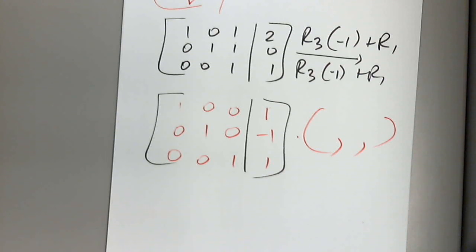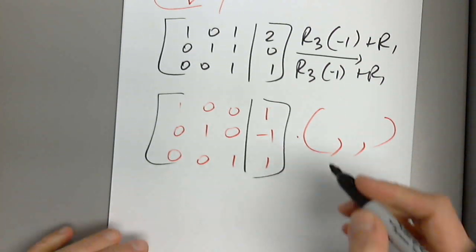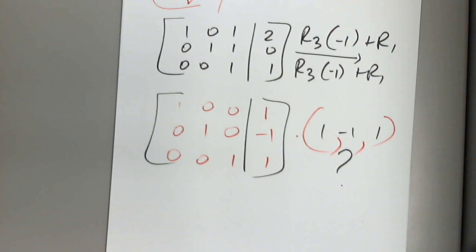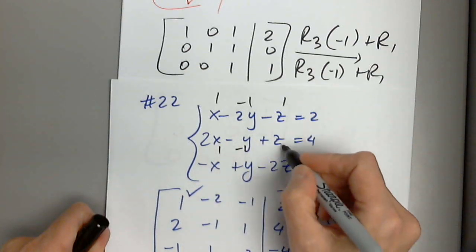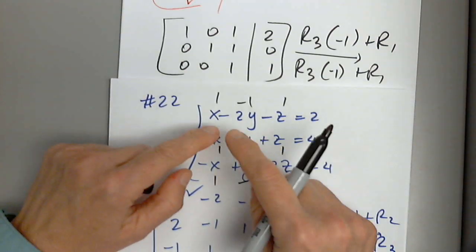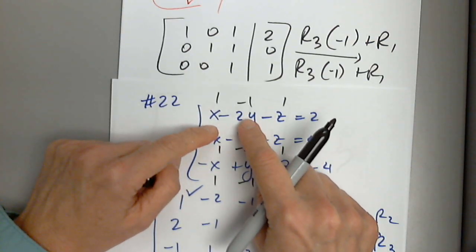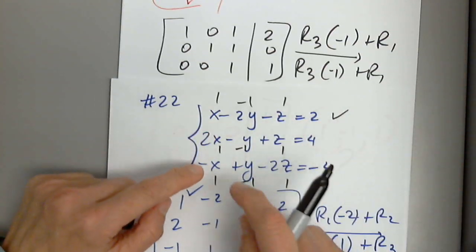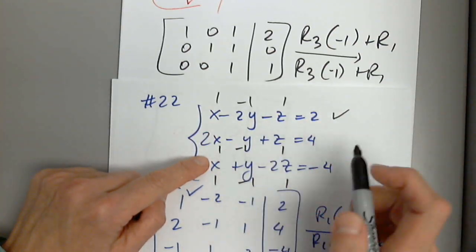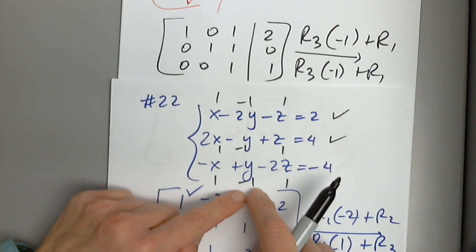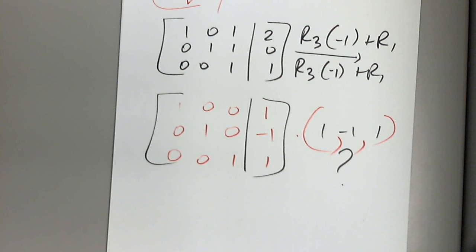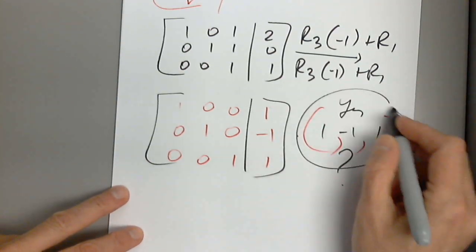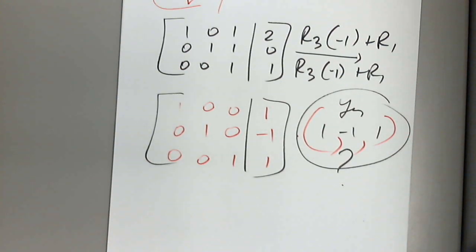So the solution appears to be 1, negative 1, 1. Let's go back and check 1, negative 1, 1. 1 plus 2 is 3, minus 1 is 2. 2 plus 1 is 3, plus 1 is 4. Negative 1 minus 1 is negative 2, minus 2 is negative 4. So now I don't need anyone to say anything because I know this is the correct solution. And there is no other.